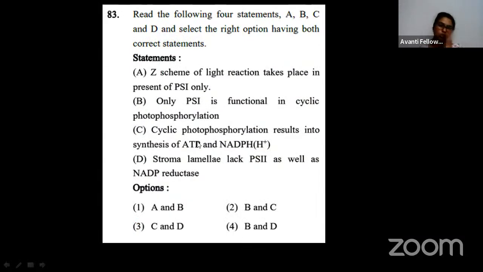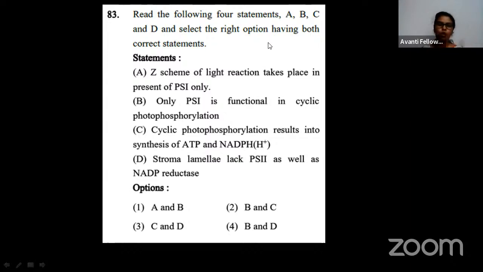Okay. So now there's another question on the screen, and this is the last question for the day. Okay, because we are in the end. So I'll read out the question for you. Read the following four statements A, B, C, D, and select the right option having both correct statements. मतलब you have to find the two correct statements among these four statements.